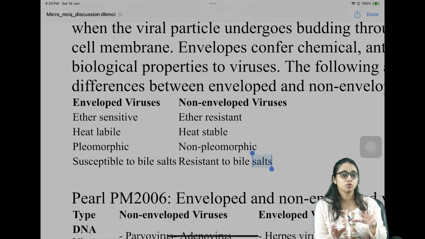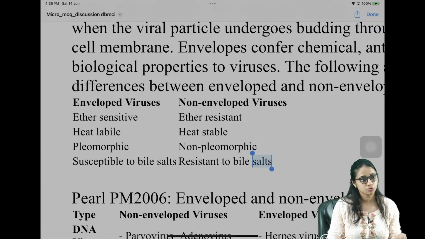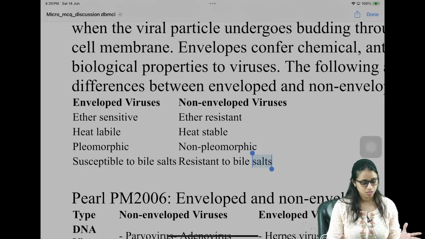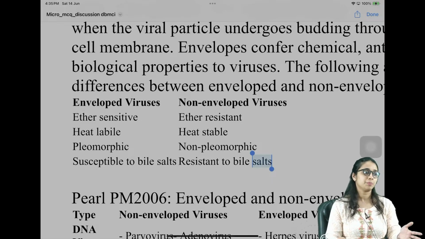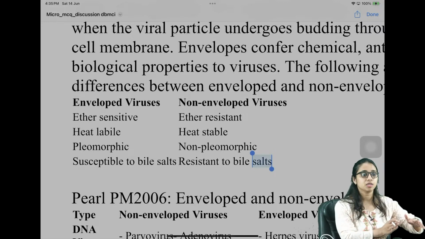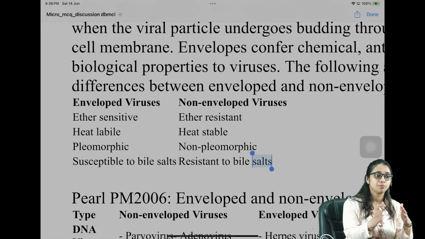Remember it like this: enveloped viruses are made of lipids, so the things that act on lipids will affect them, and they will be sensitive to those. So it's ether sensitive, it is heat labile. If it gets damaged, it's pleomorphic. Then it's susceptible to bile salts. Lipids always react with bile salts. So remember the properties of the enveloped viruses.